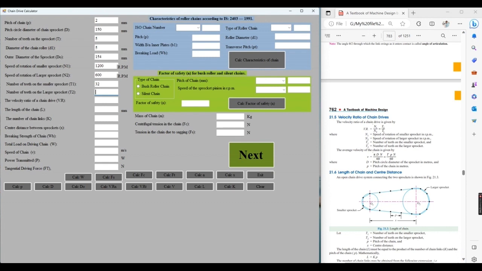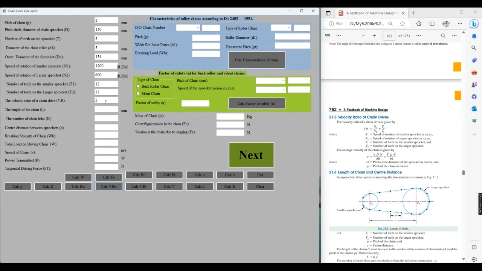Here 32, and let's take here 12. So by using the number of revolutions or speed of rotation of the sprockets, we can calculate the VRN, here the velocity ratio of each chain drive.